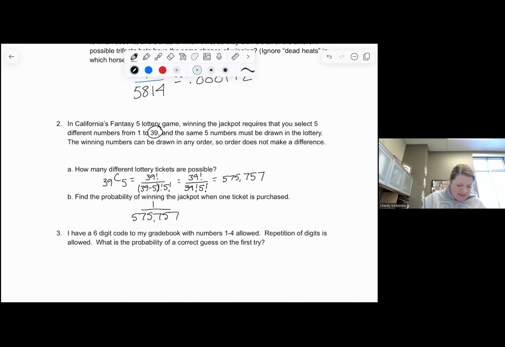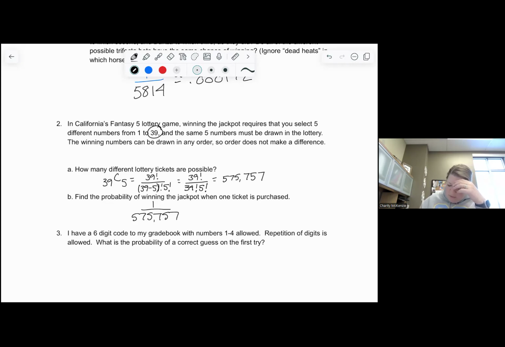Okay, so the other way, 38, 37 times 36 times 35, and then divide that by 5 times 4 times 3 times 2 times 1. I was going to show this other way, but I wanted to make sure I just wasn't thinking quite right on that one.